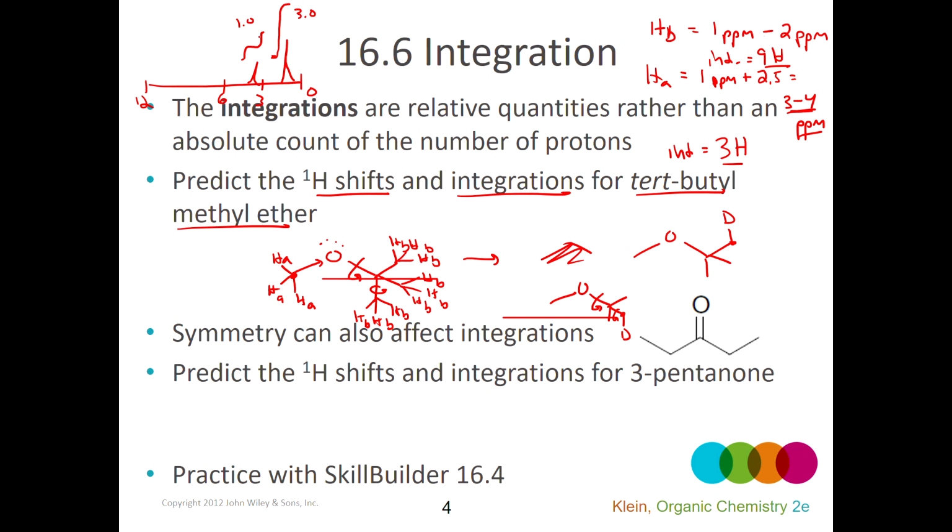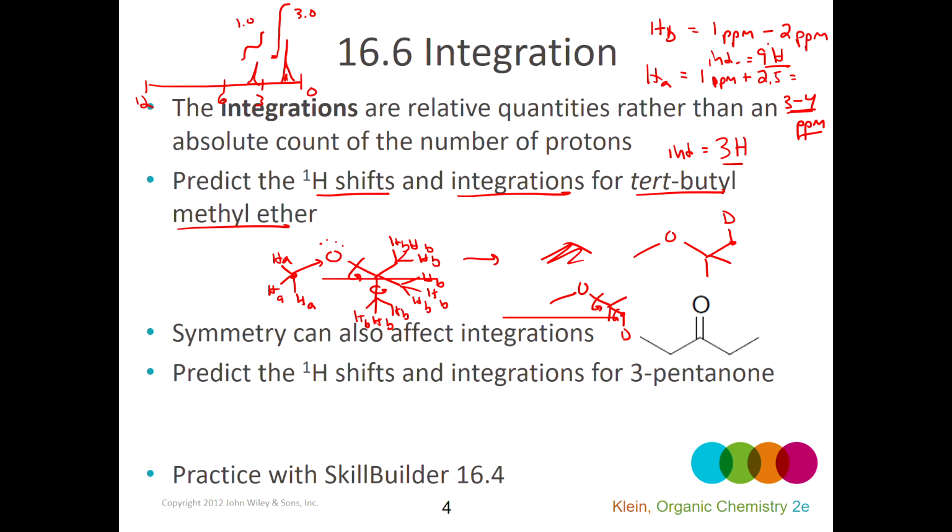So when I do the integrations, all I really know is what the ratio is. The integrations don't actually tell me the number of hydrogens. They tell me the relative number of hydrogens. So if I set this to 1 and I see the other one goes to 3, I might think that there's only 1 hydrogen producing the signal and 3 hydrogens producing the signal. But that's not really the case. Right? So you've got to be a little bit careful with the integrations.